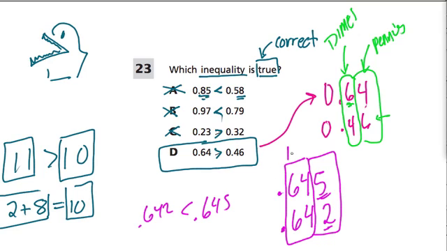So again, start comparing with the number closest to the decimal. That's if there's no whole numbers over here. And then work your way down until you find a difference to compare.